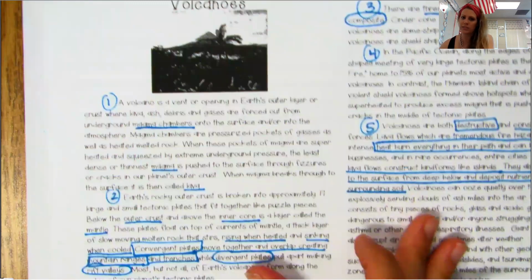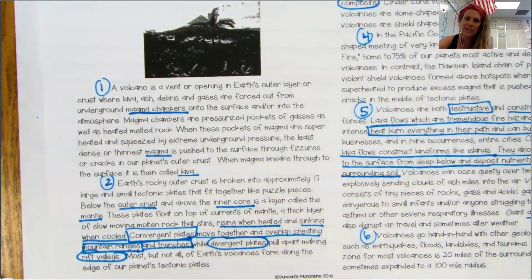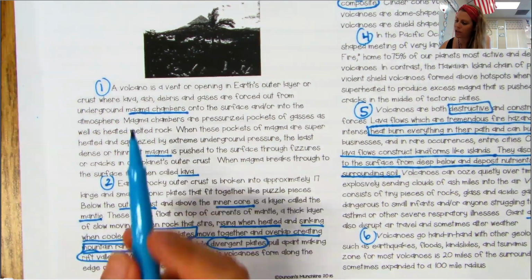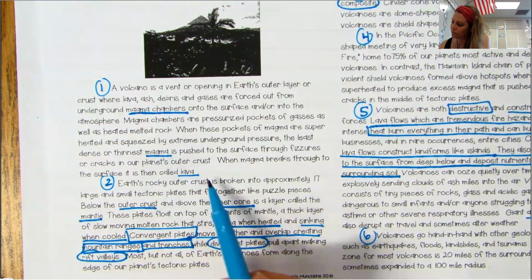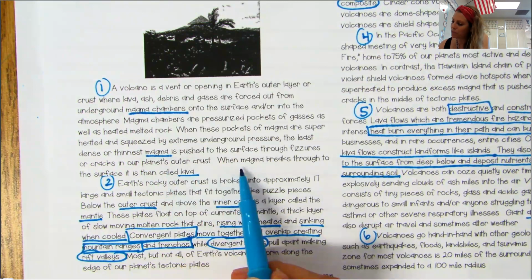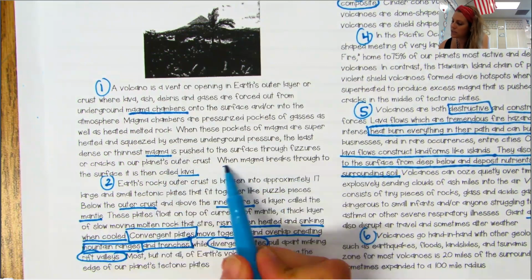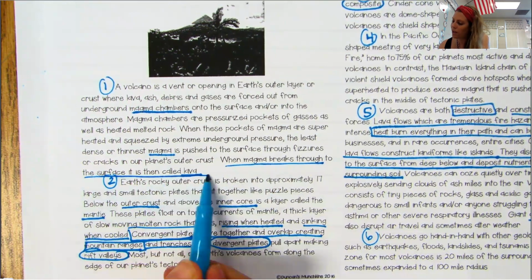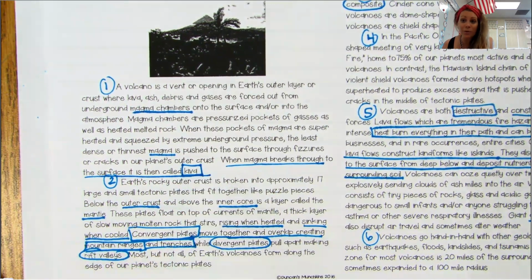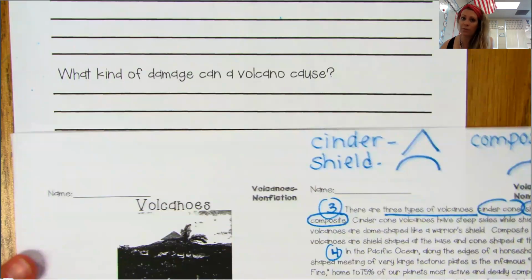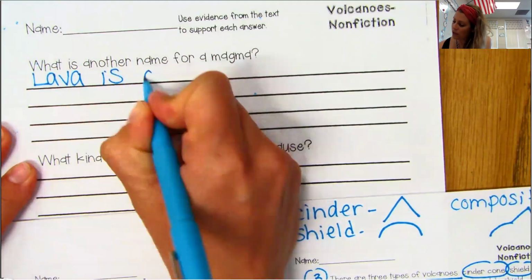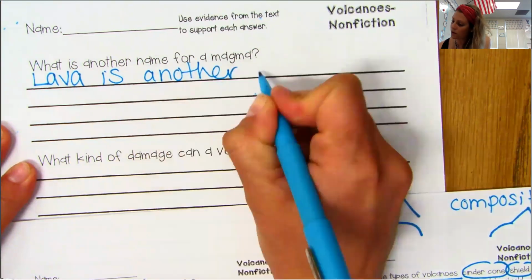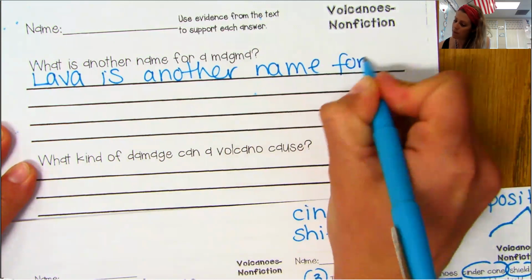So skim through and see if you can find any clues that might help us. Well, we underlined a lot of magma, right? Magma, magma, magma. Let's see. Oh, when magma breaks through the surface, it is called what? Lava. Is that another name for magma? Yes. So what's another name for magma? Lava is another name for magma.